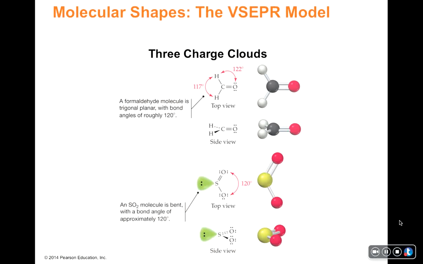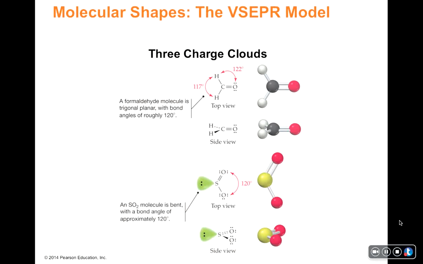So three charge clouds, we look at some examples here. Again, looking at the central atom. You can see in the two top examples, in the top example, the carbon is bonded to oxygen and two hydrogen atoms. So those are the three charge clouds that are around that carbon atom. And they're showing you just a top view and a side view with that compound. There are three charge clouds.